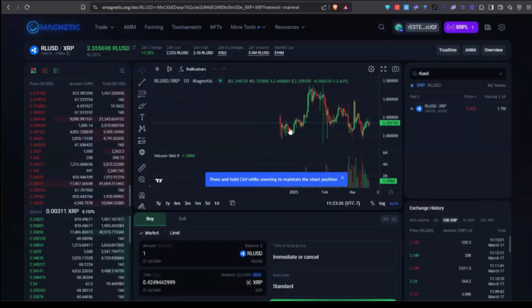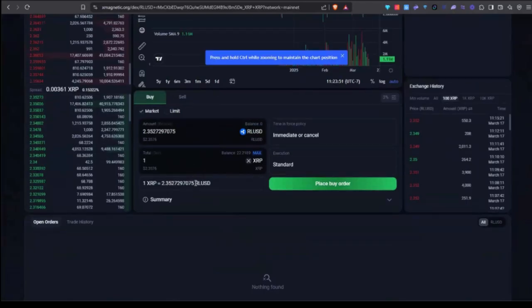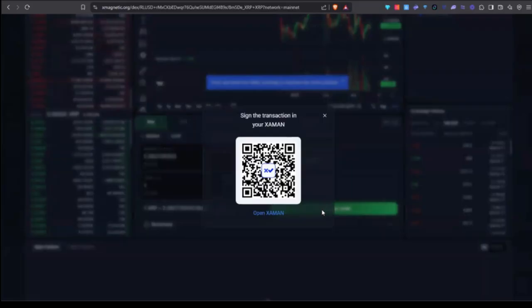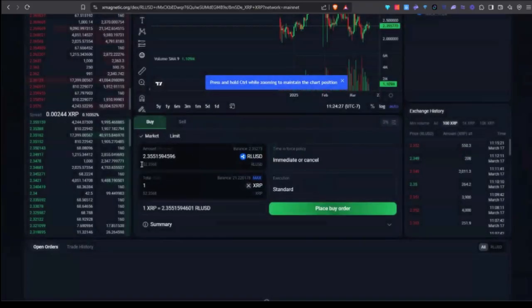And if I want to, you can see the price here, and then you can say that I want to sell one XRP for 2.35 RLUSD. This is not part of the tip jar wallet. I'm using my funds for this, but it's fine. I'm happy to show you guys how it works. So then I click place order, and then I need to sign from my Xaman wallet. So I scan the QR, I sign the transaction. Okay, so transaction successful. So now I should have 2.35 USD, and I have 21 XRP.